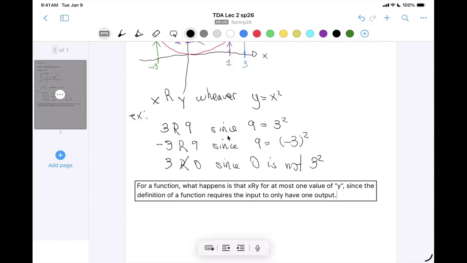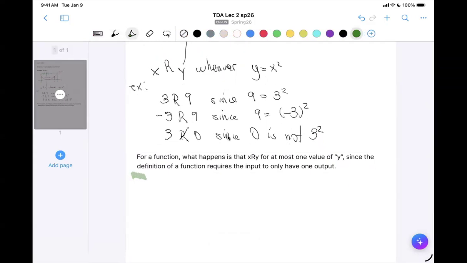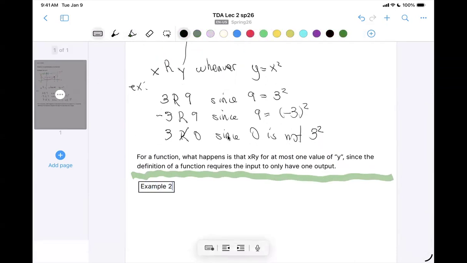So just to show you the idea, you can have relations for which this does not happen. Here's another one that you actually will recognize. Here's another example of a relation. Example two. I promise you'll see why this is all connected to the stuff I was saying last time.